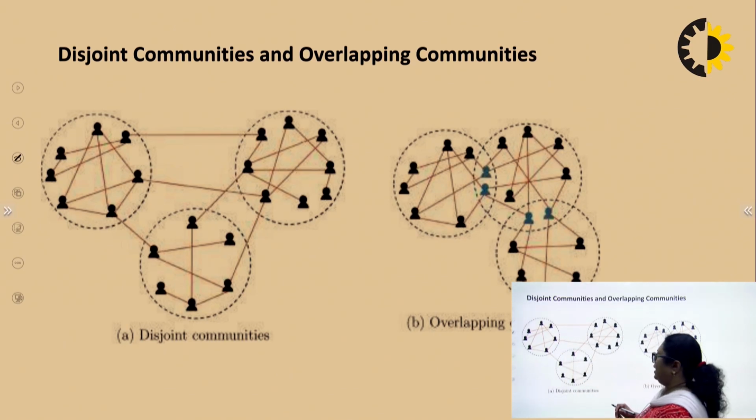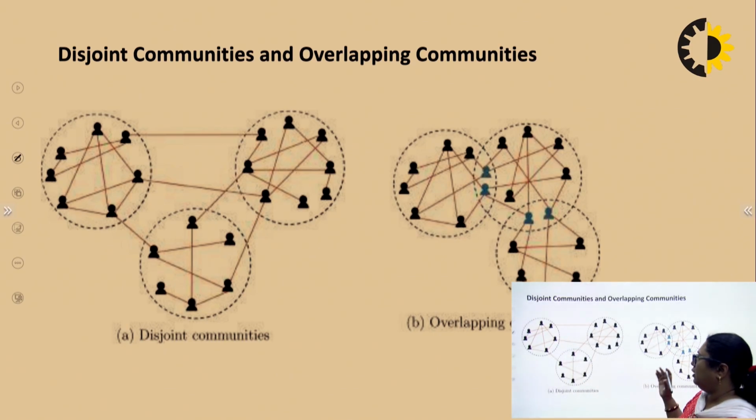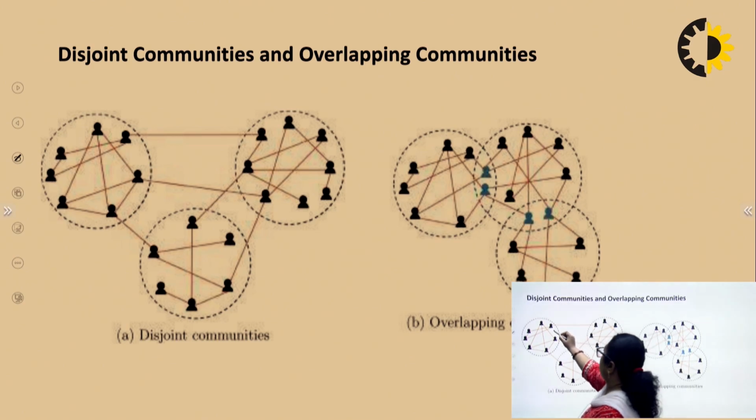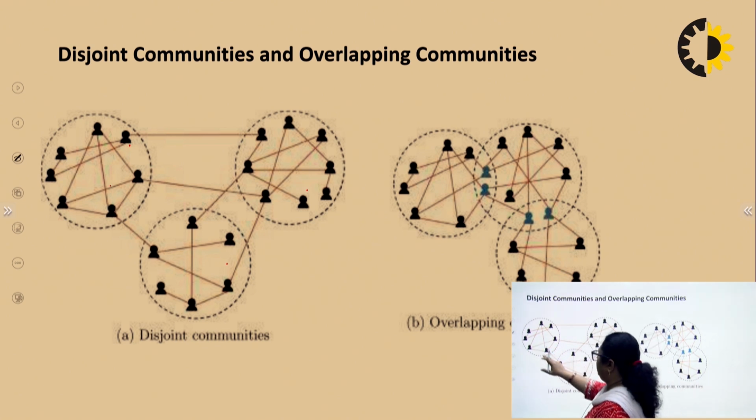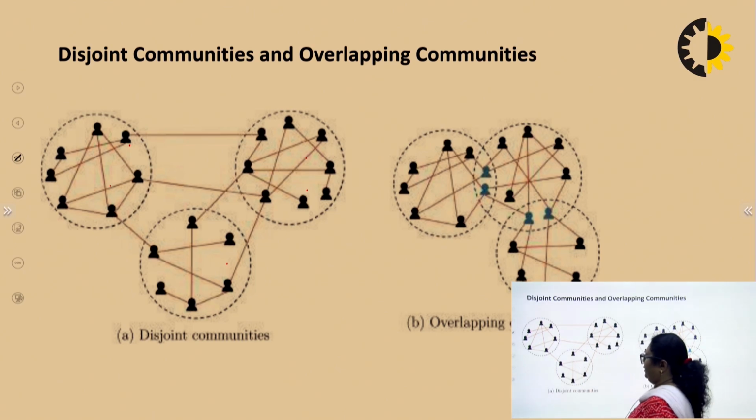So we have disjoint communities, that is forming different groups. Like this is forming a different community, this is forming a different community, this is forming a different community. People of this community are participating in this, people of this community are also participating in this, and vice versa. So this type of community formation is disjoint communities.